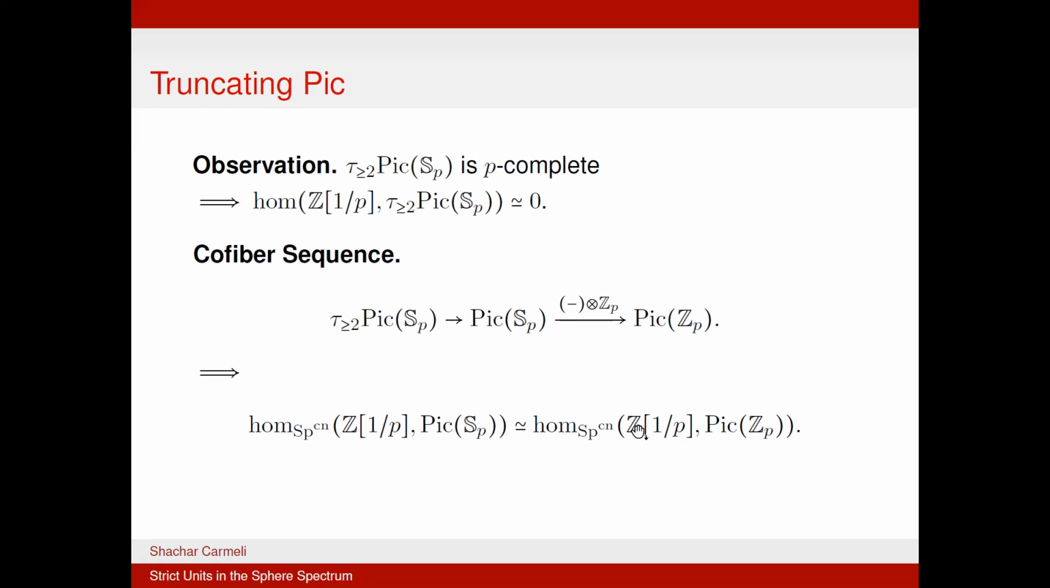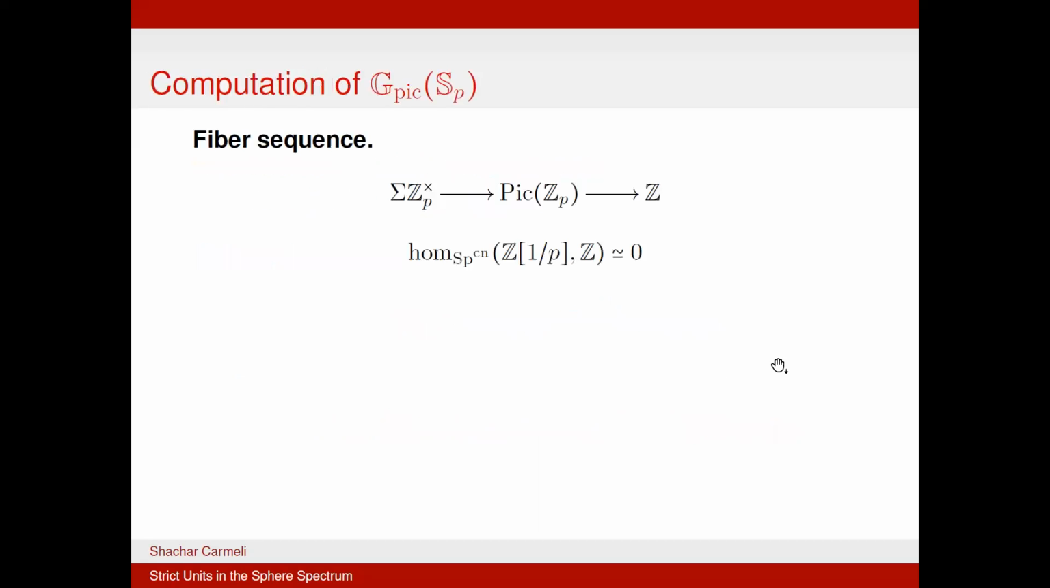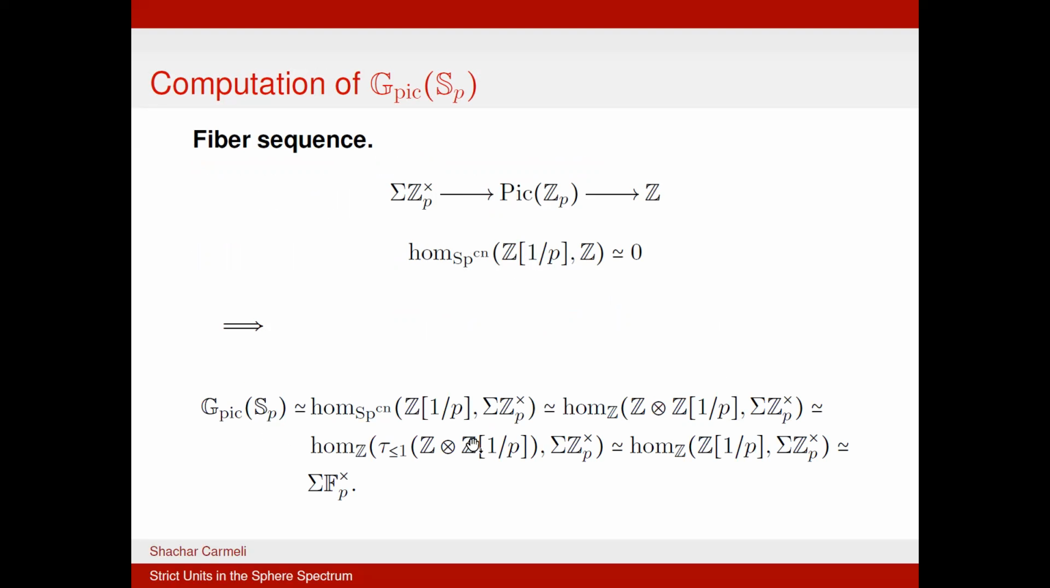So we are left with the classical task of computing maps from Z1 over P to the Picard of ZP. And well, the Picard of ZP is built out of the suspension of ZP cross and Z. This is a special case of what I said about ordinary rings. And a funny thing, in connective spectra, unlike in spectra, there are no maps from Z1 over P to Z, because I cannot divide an integer by P infinitely many times. So as long as I only care about the connective part, this doesn't participate as well. And we get that the strict Picard spectrum is just maps to the suspension of ZP cross from Z1 over P. And this can be just computed.